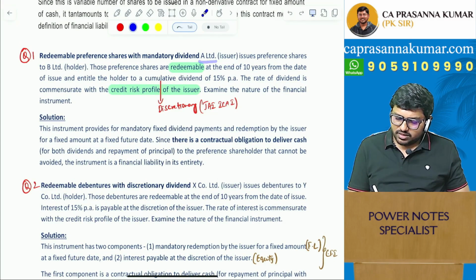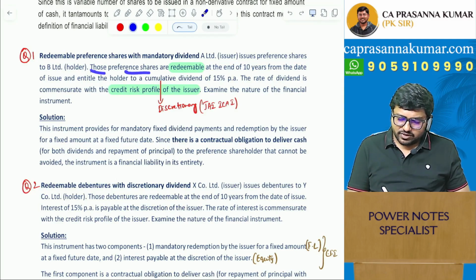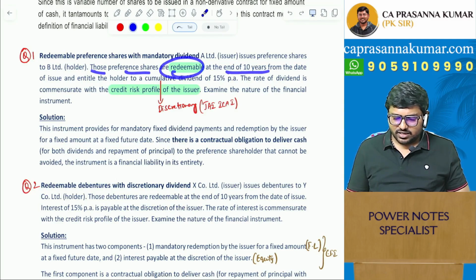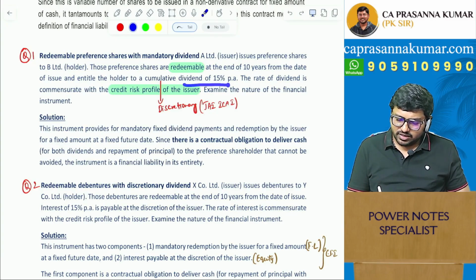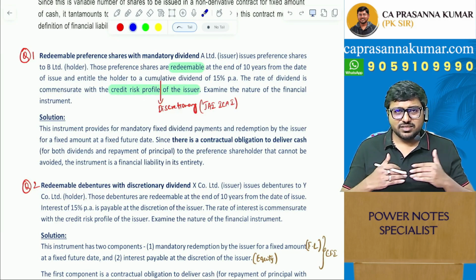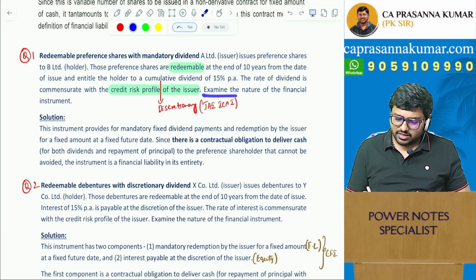A Limited issuer. Okay, A Limited is the issuer. Issues preference shares to B Limited. B Limited is the holder. Okay, those preference shares are redeemable at the end of 10 years from the date of issue. Fine. And entitle the holder to a cumulative dividend of 15% per annum. Okay, cumulative. Right. The rate of dividend is commensurate with the credit risk profile of the issuer. Okay, in the sense it is same. According to the credit risk, how much should be the rate of dividend? That much it is. Examine the nature of financial instrument.